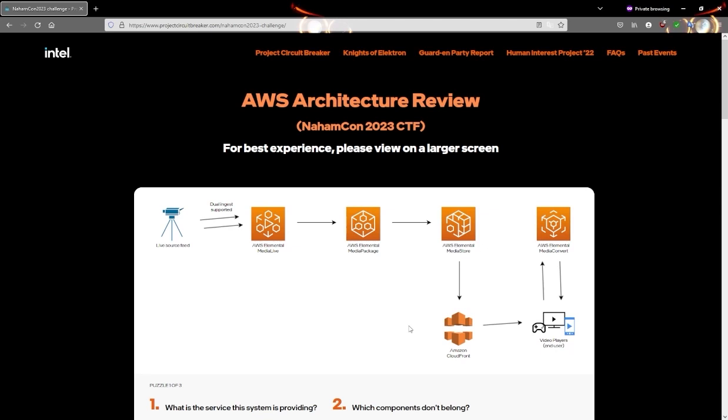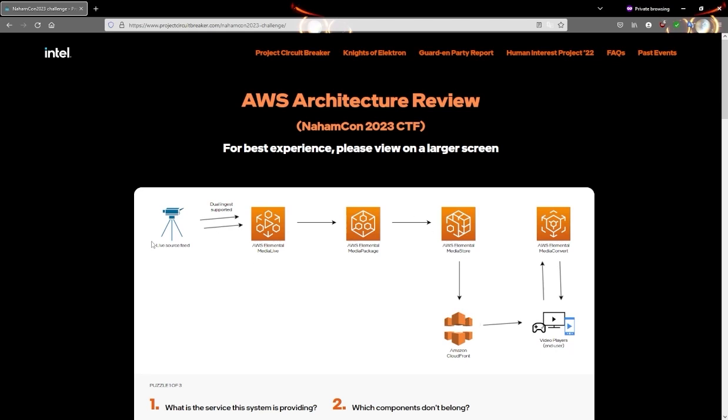So what is not needed here? We can see that it is taking a live source feed. Before we start, I was able to easily solve this first one, but after that it became advanced, and I had no idea what I was doing. So I will show you how I bypassed this whole thing and got the answer.